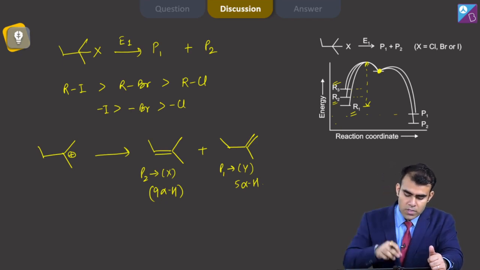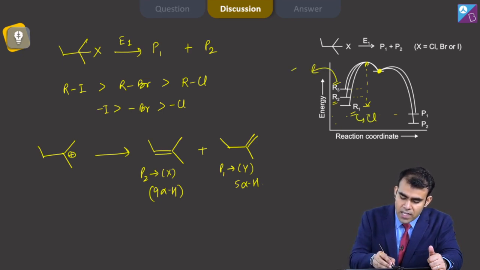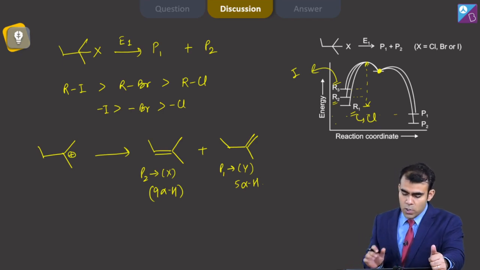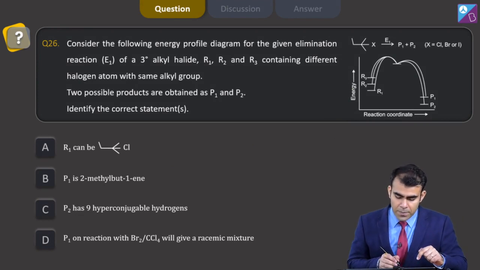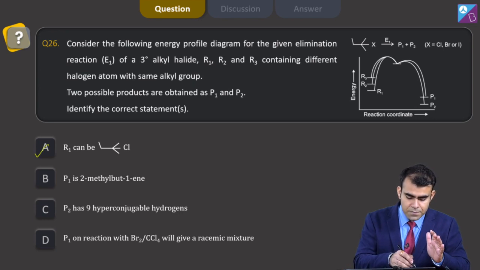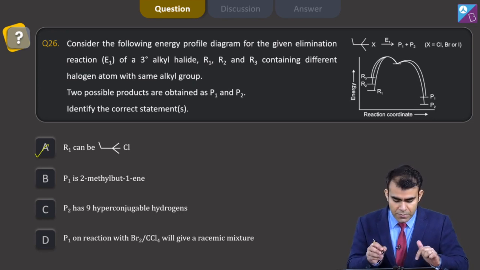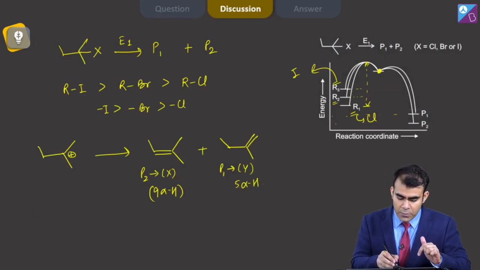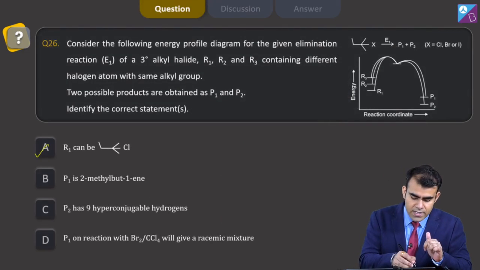So we now know what P1 is and what P2 is. R1 contains chlorine, R3 contains iodine, R2 contains bromine. Now let's look at the options. The first option is R1 can be this, containing Cl. Yes, this is a correct statement. P1 is 2-methylbutene. Now let's see what P1 is. The IUPAC name of this compound is 2-methylbutene. Yes, this is also a correct statement.